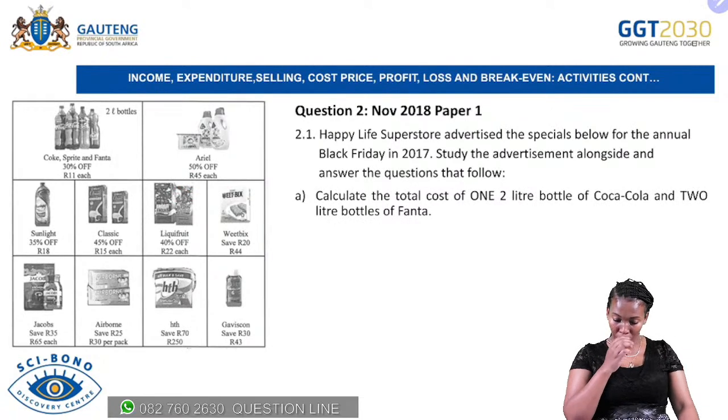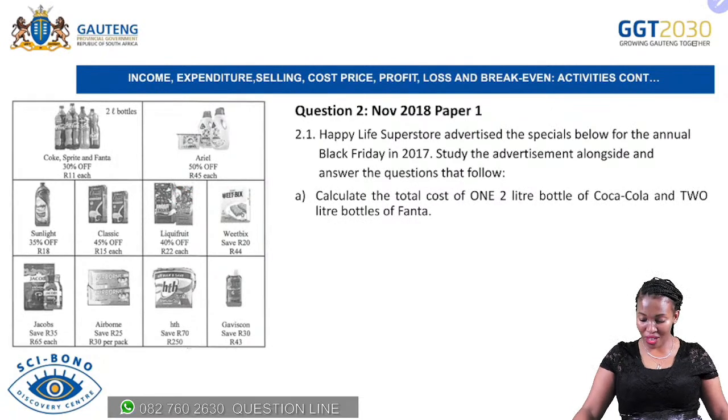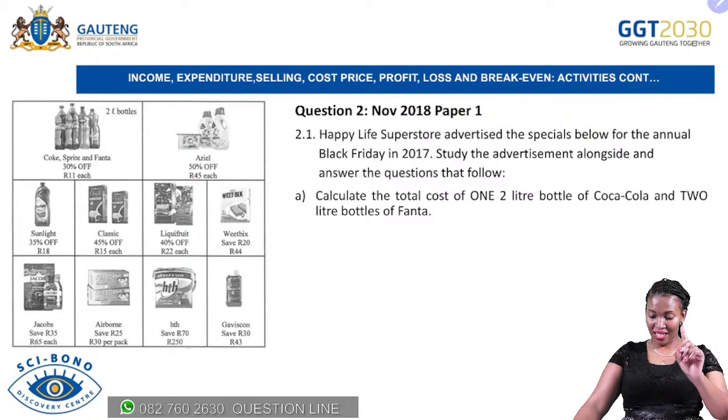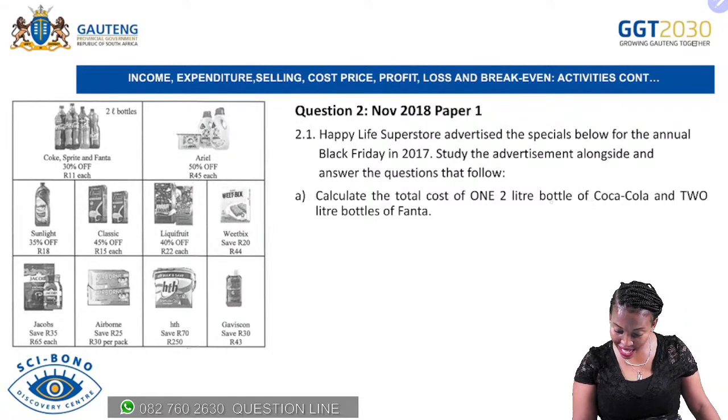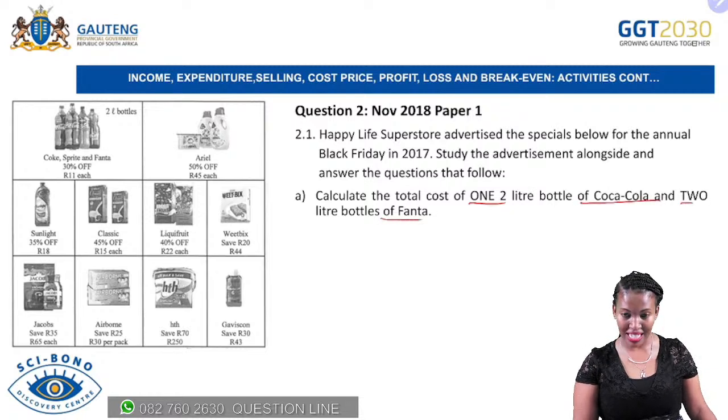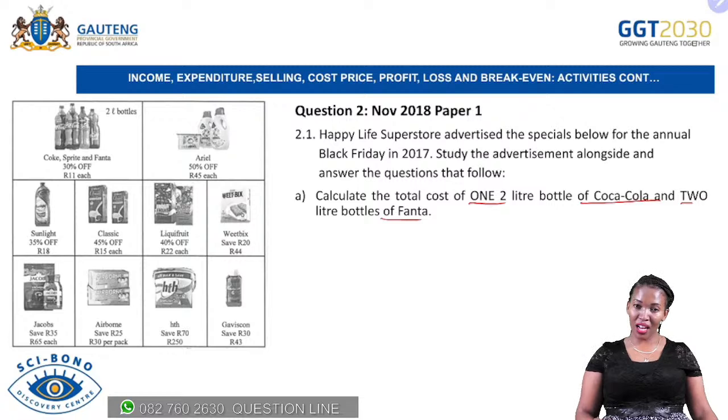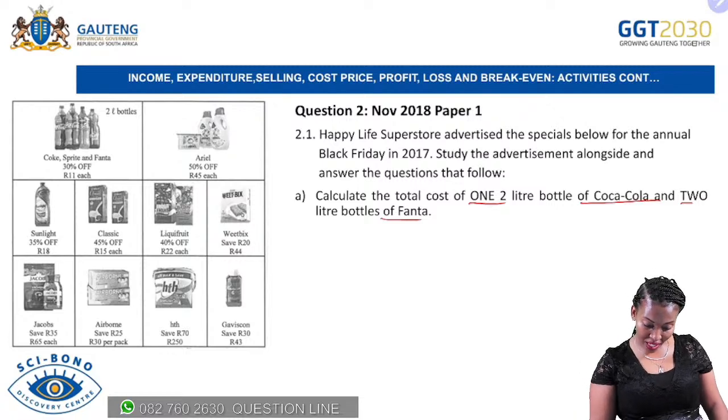And then we must calculate the total cost of one 2-liter bottle of Coca-Cola and 2 Fanta. So let us go to our catalog again. Looking at the advert, they said it is 11 rands each, and all of them are 2 liters. So Coca-Cola, how much is the Coca-Cola? It is 11 rand, and they said one of them, right? So I will just say times 1.